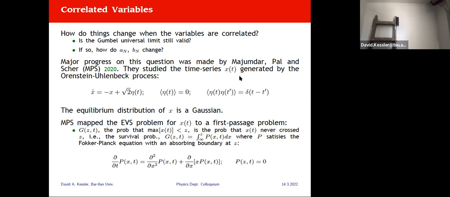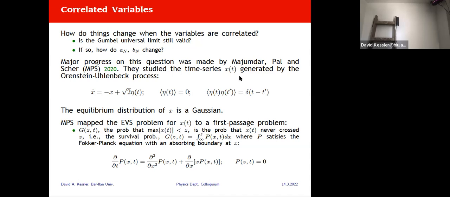All right. Because if you look at G, the CDF of Z, which is the probability that the max is less than Z, that's the probability that X never crossed Z again, right? I have this process, here's my X of t. And if I want the probability that the maximum is less than Z, that means it can't ever cross Z again, right? So it's just a survival probability. It's the probability that this path never crossed. That's the first passage problem.